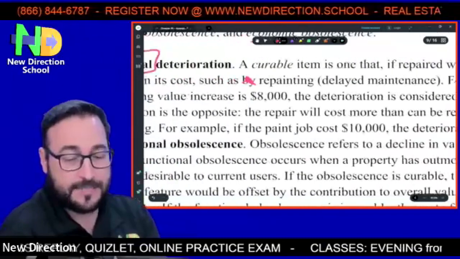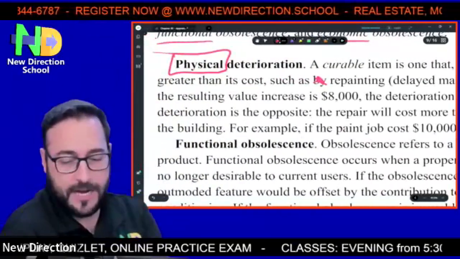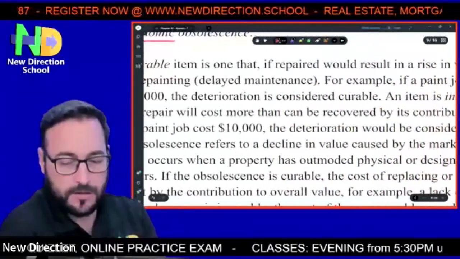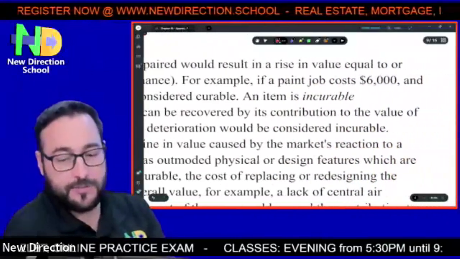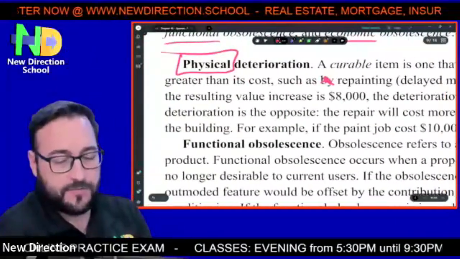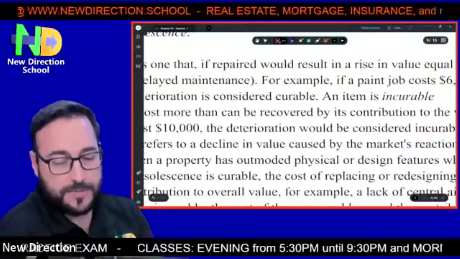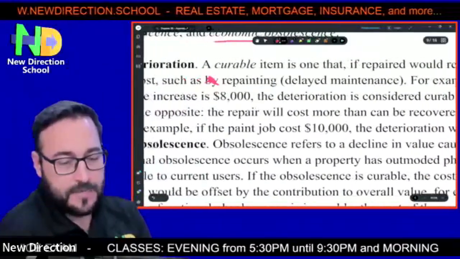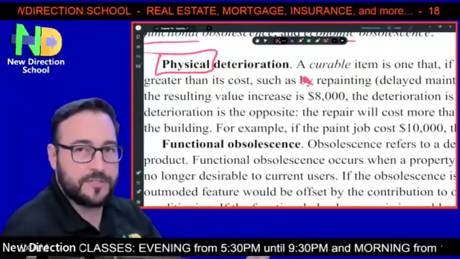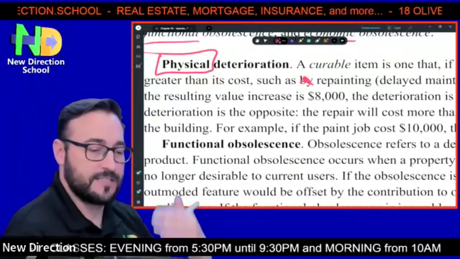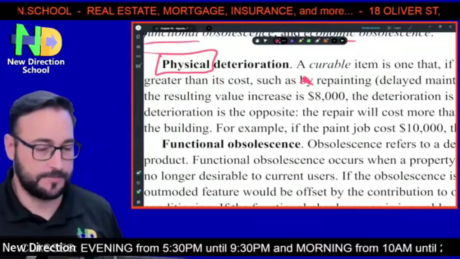An item that is incurable is the opposite. So the repair will cost more than can be recovered by its contribution to the value of the building. For example, if the paint job costs $10,000, the deterioration could be considered incurable. All right. So because the value increase is only 8, if it doesn't increase enough value, it's not worth it.